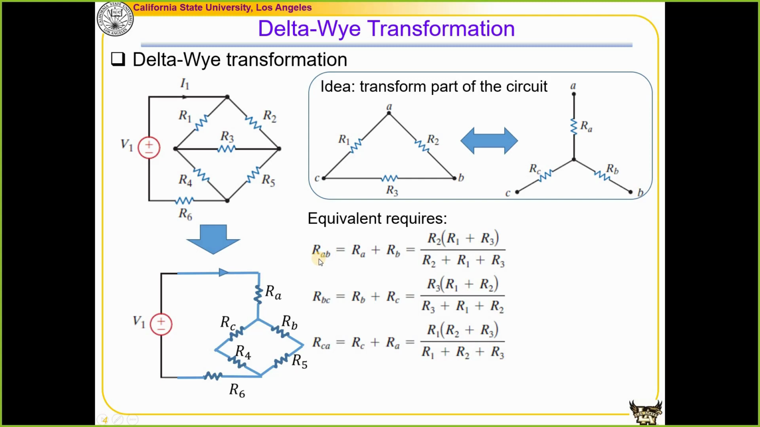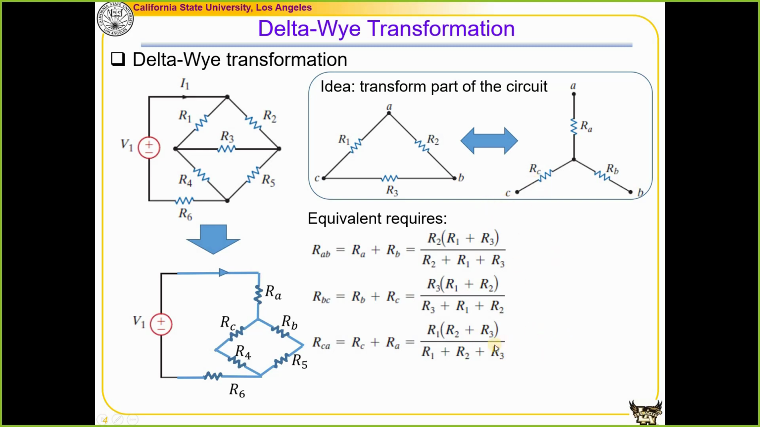So similarly, we find the resistance between nodes B and C and between nodes C and A. Now we have three equations. In total, we have three unknowns, RA, RB, and RC. If we find these three unknowns, the problem is solved, right?